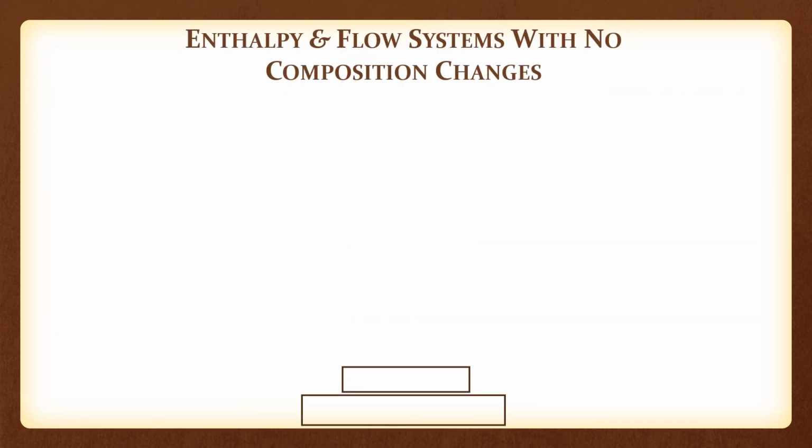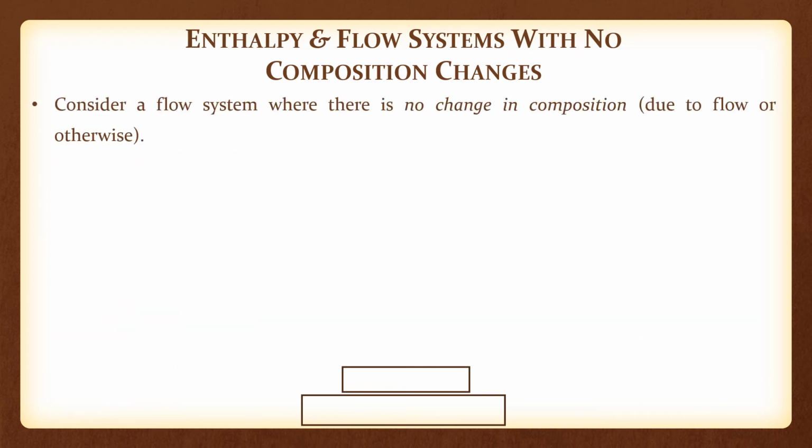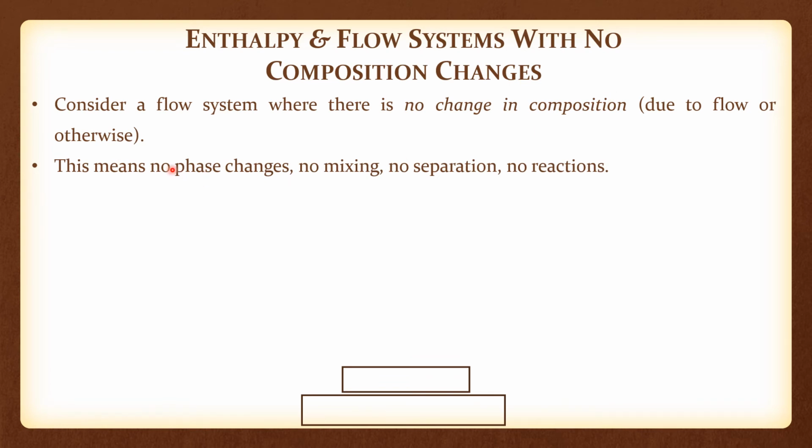Now, there is also another context in which enthalpy is used to describe the state of a thermodynamic system. In your earlier courses in thermodynamics, you may have encountered this. This is when there are flow systems where there is no change in composition, either due to flow or due to any other process that may take place in the system. So basically N is fixed. When I am saying no change in composition, N is fixed. This means no phase changes, no mixing, no separations, no reactions. N becomes a fixed parameter.